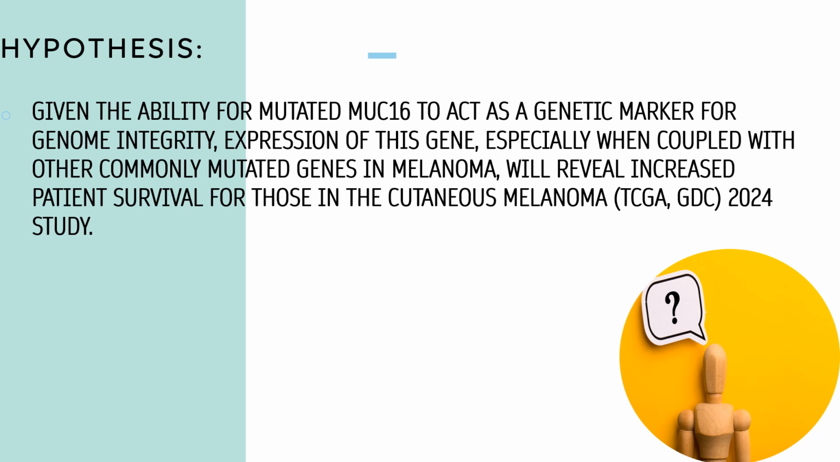So with the information I have found from the background literature, I was able to craft a hypothesis that I wanted to explore in the context of the cutaneous melanoma study. This hypothesis is that given the ability for the mutated MUC16 gene to act as a genetic marker for genome integrity, expression of this gene, especially when coupled with other commonly mutated genes in melanoma, will actually reveal an increased patient survival for those patients that are focused on in this study. So now we're going to go into the study itself, draft some figures, and see if the hypothesis based on the literature actually has some merit.